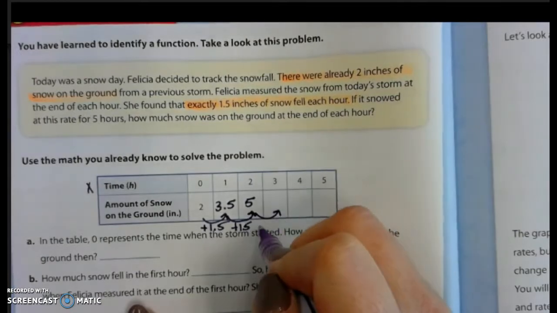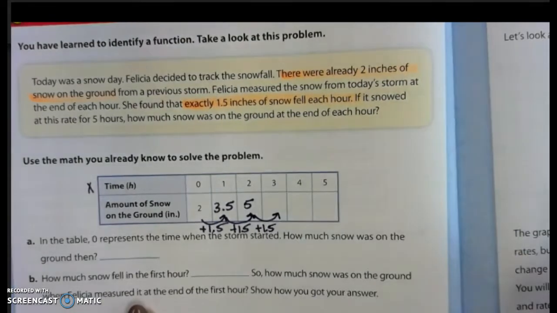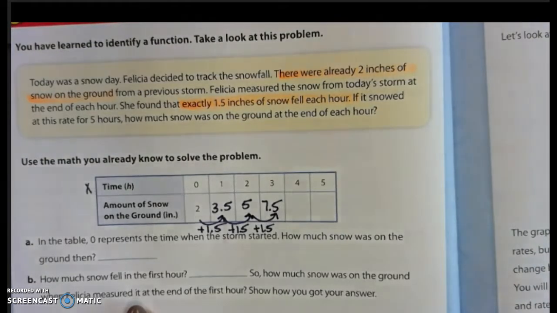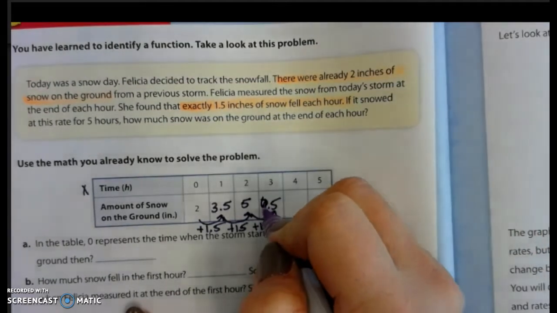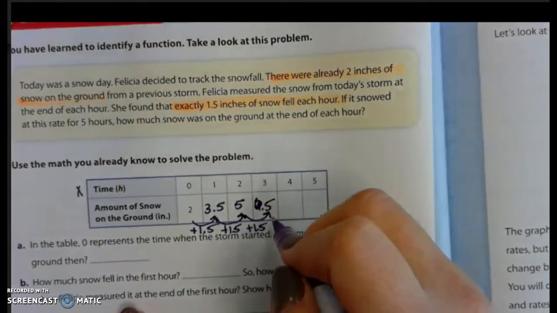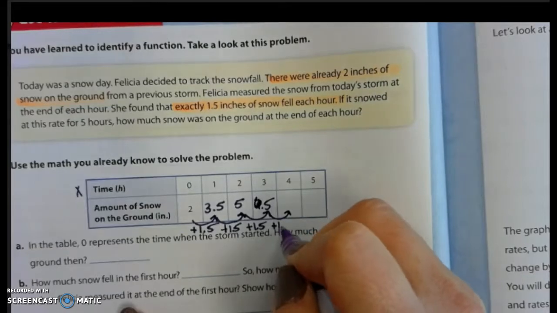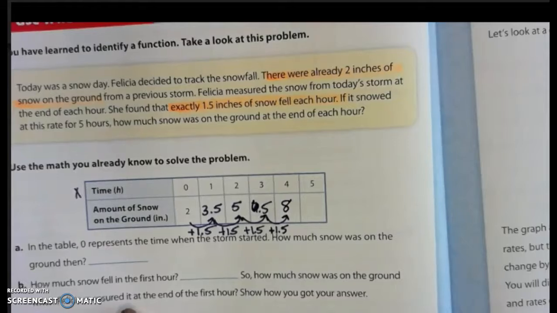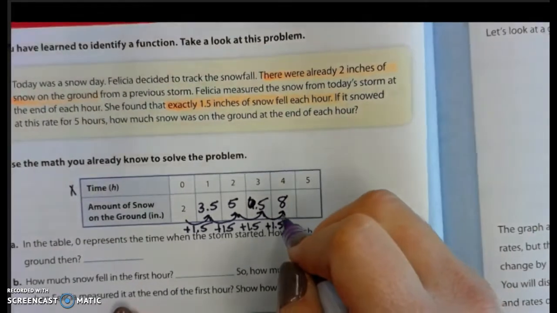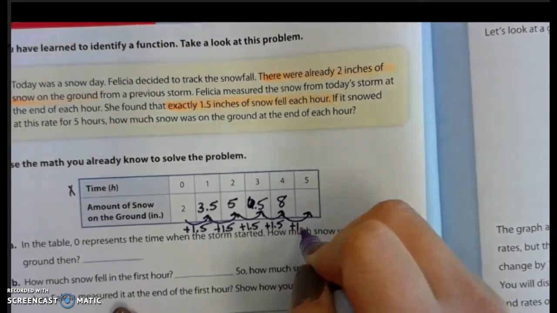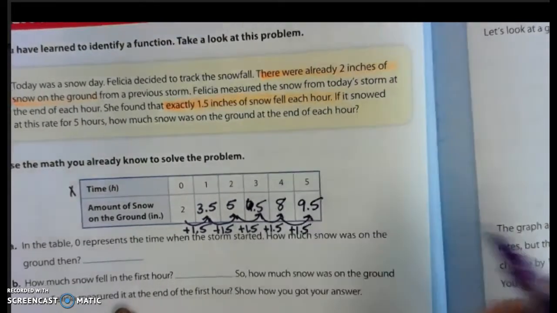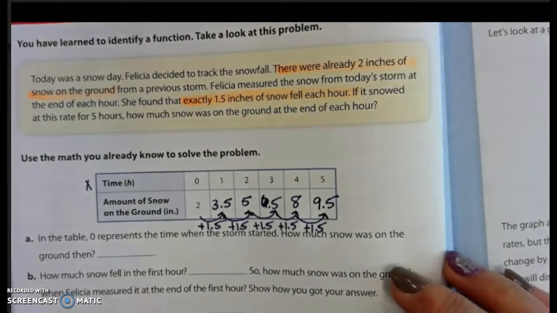Another hour passes, another 1.5 inches of snow falls. Now we're at 7.5 inches of snow. No, we're not. We're at 6.5. So we come back an hour later, another 1.5 inches of snow has fell, and now we're at 8 inches of snow. And the final hour, another 1.5 inches falls, and she has a total of 9.5 inches of snow on the ground.